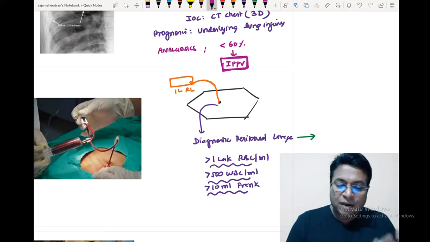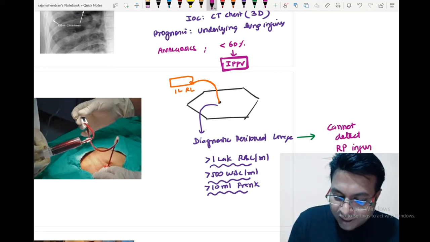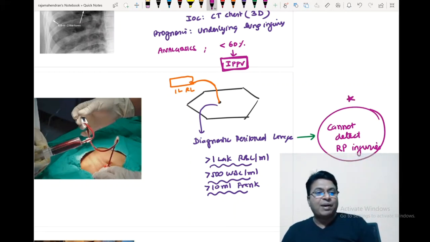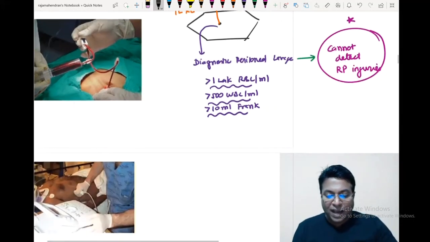The major drawback of this investigation is, it cannot detect what? It cannot detect retroperitoneal injuries. Please don't forget this one-liner MCQ. Last year asked in AIIMS. So diagnostic peritoneal lavage can diagnose everything except retroperitoneal injuries, and this investigation is now totally replaced by E-FAST.